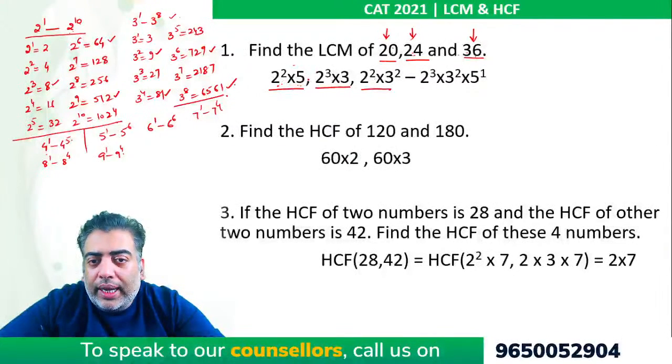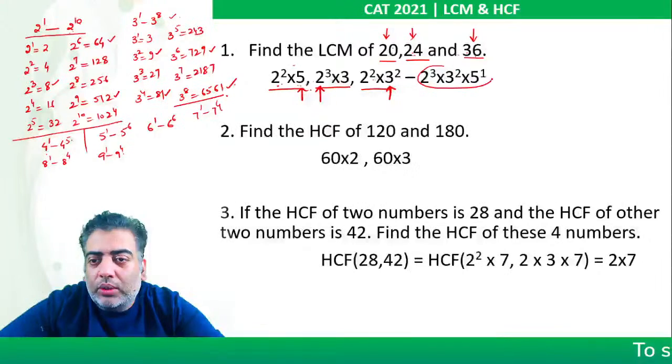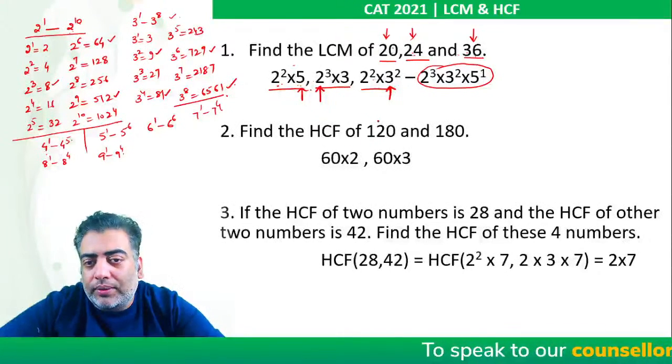So in order to take LCM of these three, we need to take highest power of 2, highest power of 3 and highest power of 5. So the LCM comes out to be 2 cube into 3 square into 5 raised to power 1.